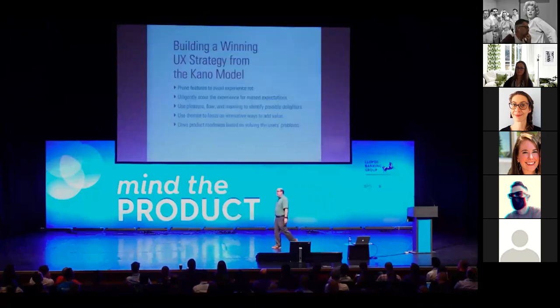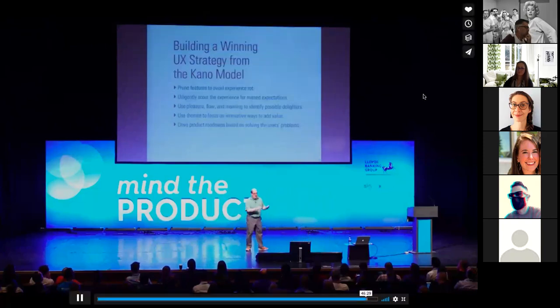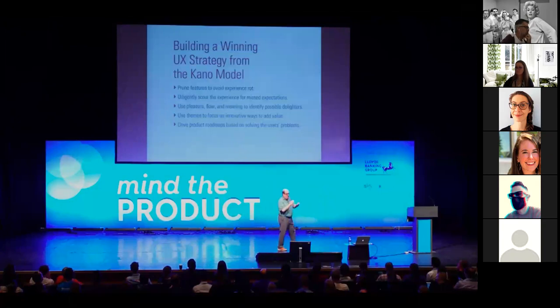So that's what I came to talk to you about today. We need to cut out features to avoid experience rot. We need to make sure that we are constantly understanding the user's experience to be able to figure out what those missed basic expectations are. We can create delight by focusing on pleasure, flow, and meaning.